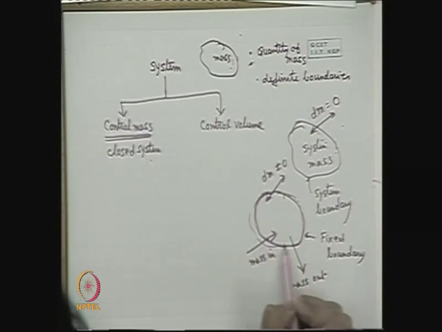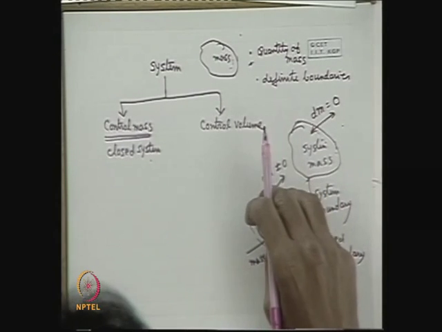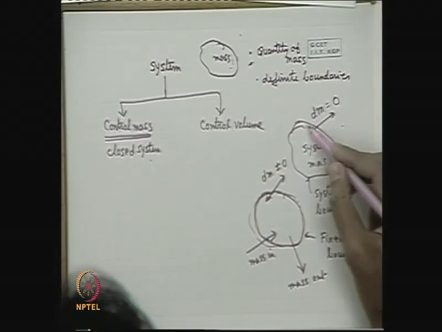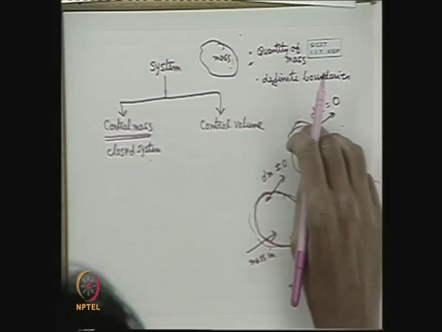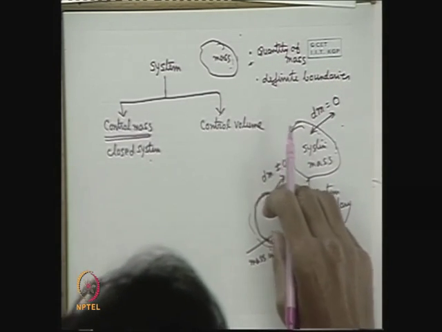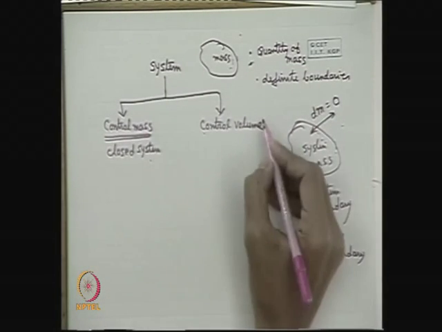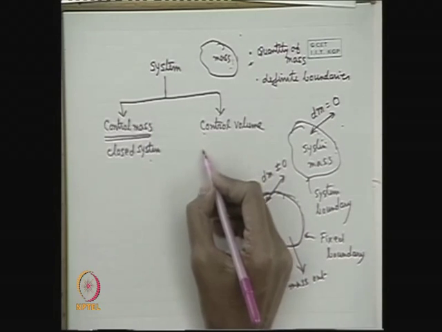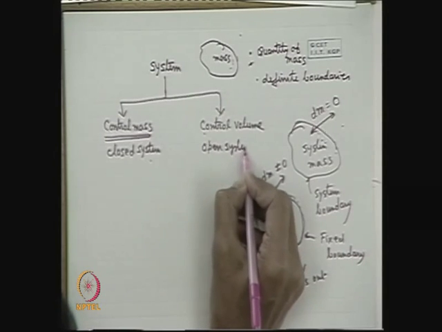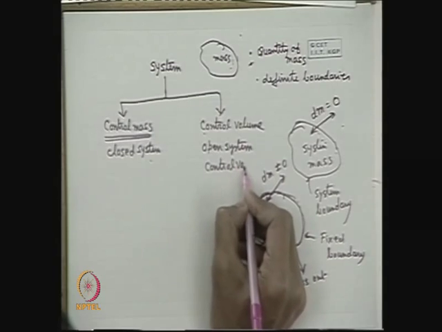Whereas in the controlled volume system, the fixed boundary, the boundary will not move. There is no displacement in the boundary. The volume of the system is controlled. In a controlled mass system, the boundary may move, but in the controlled volume system, the volume remains fixed, the boundary will be fixed, the volume remains same. So this is known as controlled volume system. It is simply known as controlled volume or open system.